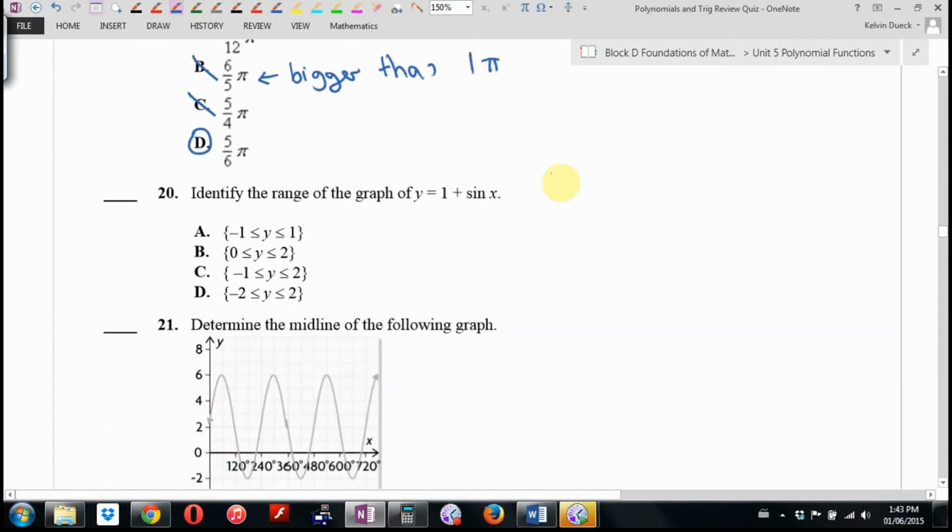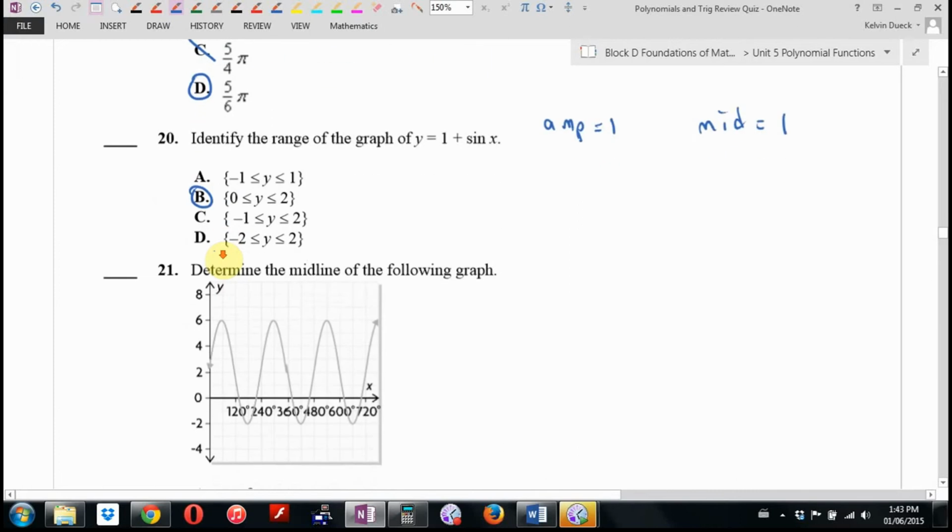What's the range of this? It has an amplitude of 1, has a midline of 1. So I hold my hand here, 1. What's the amplitude? Also 1. So 1 up, 2, 1 down, 0, between 0 and 2. Absolutely there are going to be a couple of questions like that on your test. Holding the hand out, smacking the person beside you in the face, optional but helpful.